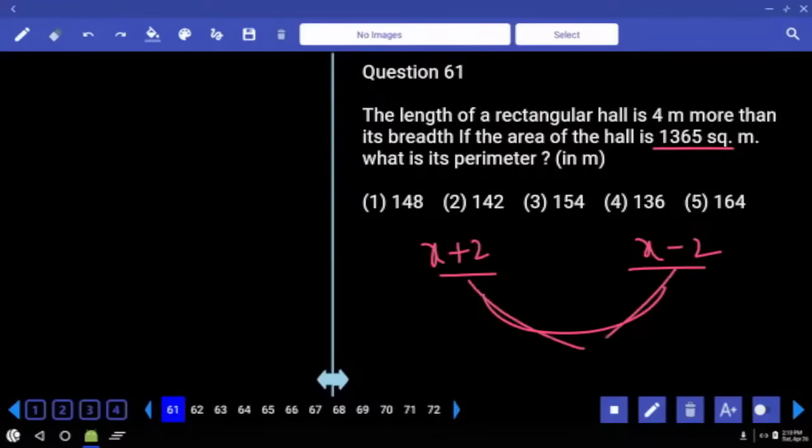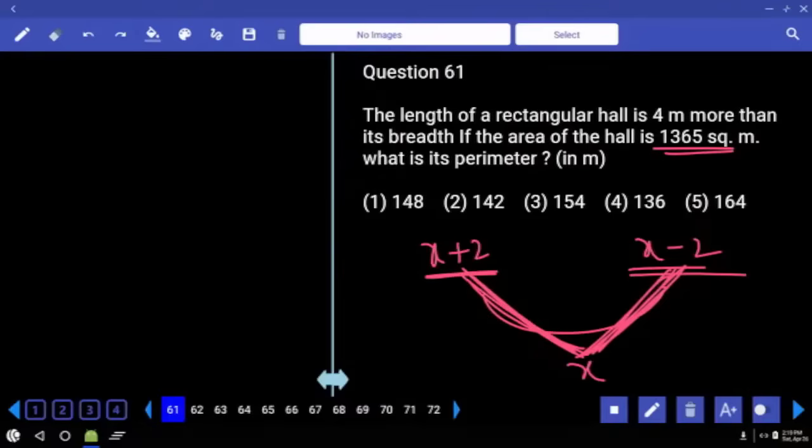Because I know that the difference between these 2 numbers is equal to 4, I will take the middle number as x. This is 2 more than this and this is 2 less than that. And if you write like this, you can use the a plus b into a minus b concept. A square minus b square, correct? X square minus 2 square is the area. Are you okay? And that is equal to 1369.